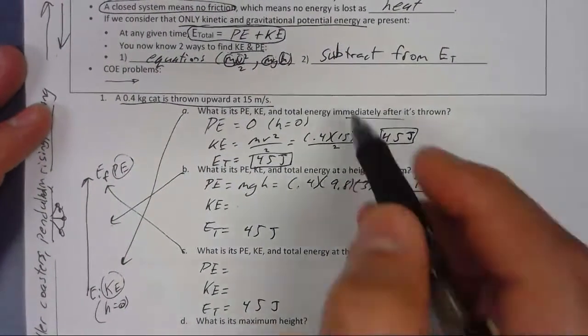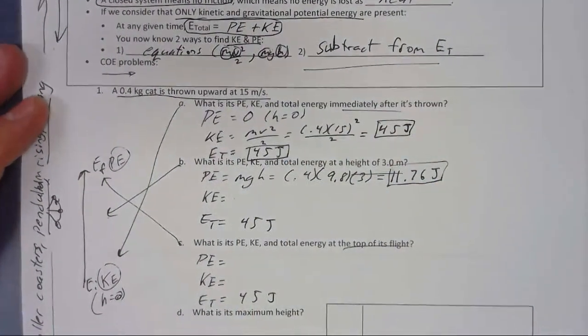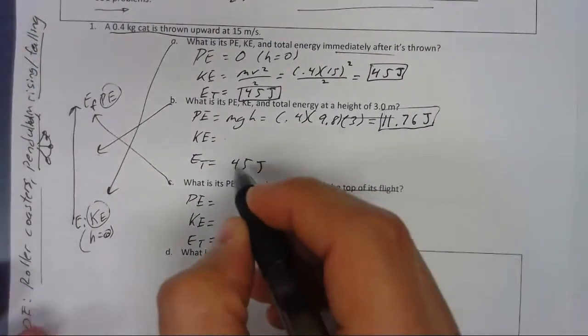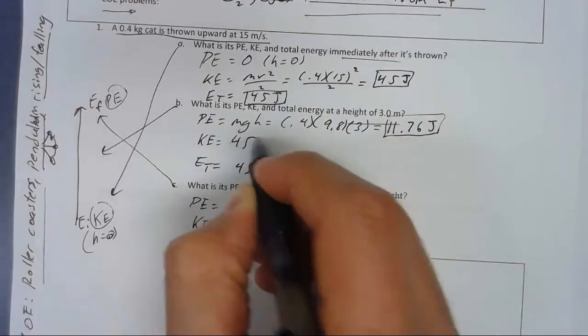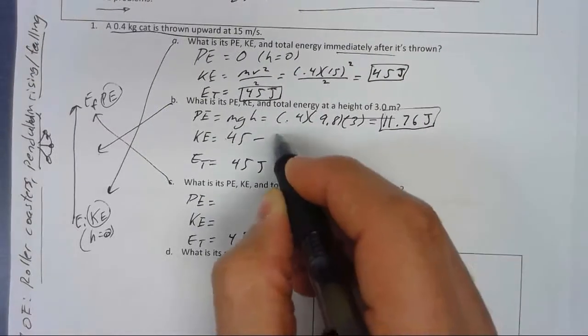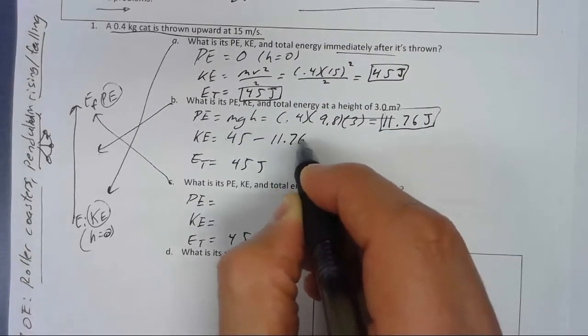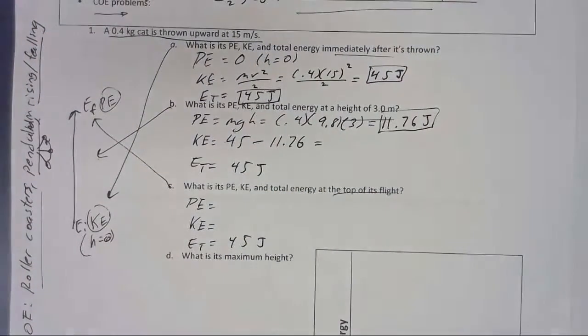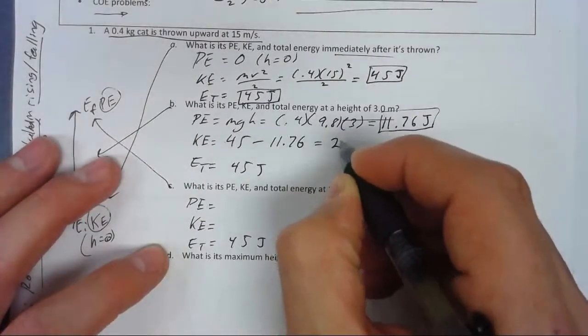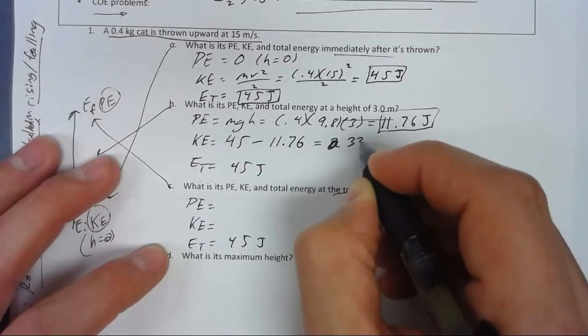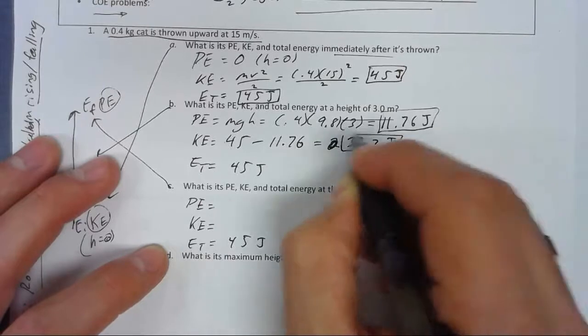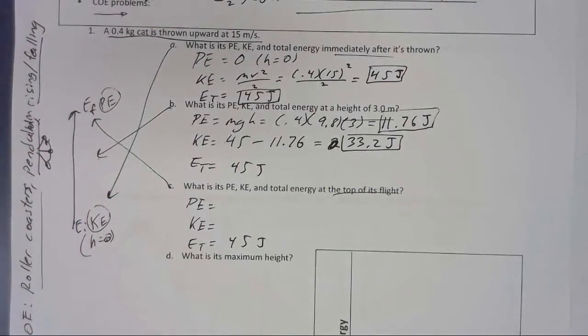The only choice we have here then is number 2. We're going to subtract from the total. So we know the total energy is 45, and we found that 11.76 joules is the potential energy. So what's left has to be kinetic energy, because remember, the total has to stay the same. If you subtract those two, you get something like 33.2. So the kinetic energy there has to be 33.2 joules.